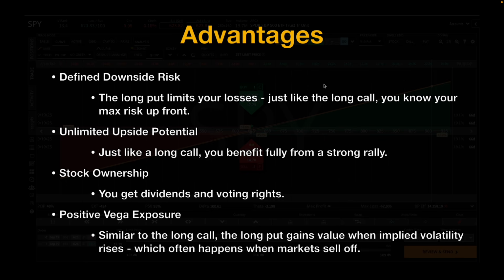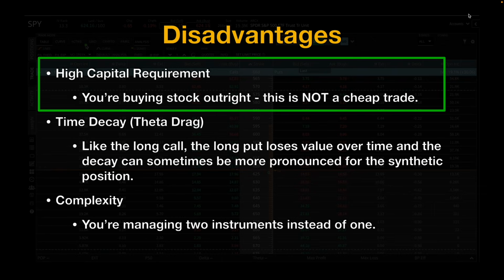And you get the benefits of stock ownership. You get dividends and voting rights if that's important to you. And it has positive vega exposure. So similar to the long call, the long put gains value when implied volatility rises, which often happens when markets sell off. So what are the main disadvantages to the synthetic long call?